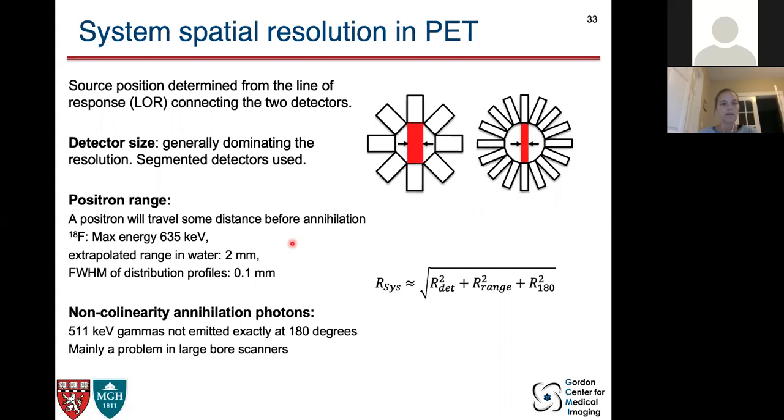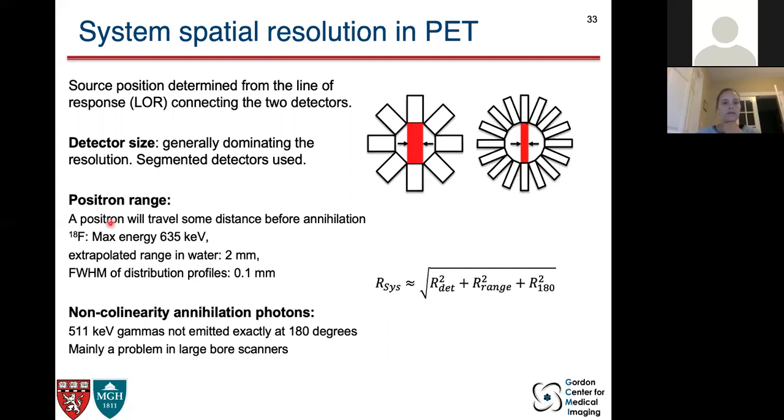A second component is the positron range. So the positron, when it's emitted from the tracer, it has some energy. So it will travel some distance before it annihilates and emits the 2 back-to-back gammas, which means that there is a difference between the location of the radio tracer and the emission point of the gamma rays, which will cause some uncertainty in the spatial resolution.